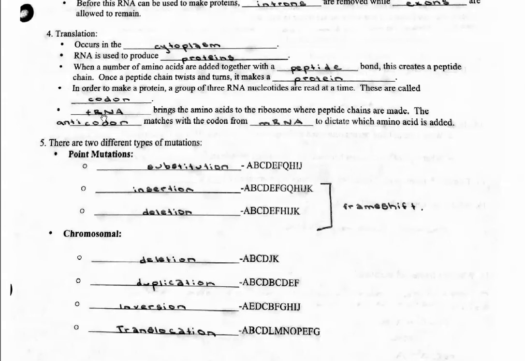Now, tRNA brings the amino acids to the ribosome where the peptide chain is made. The anticodon is from the tRNA. The anticodon matches the codon from the mRNA to dictate what amino acid is added. So I already just talked about that.